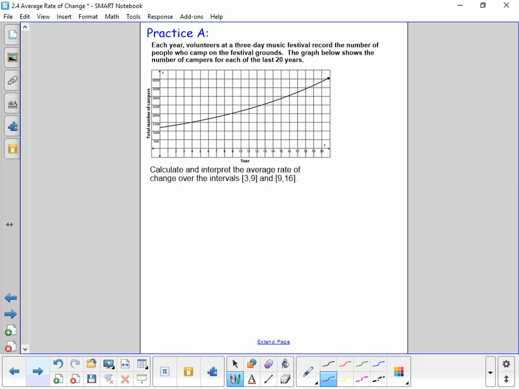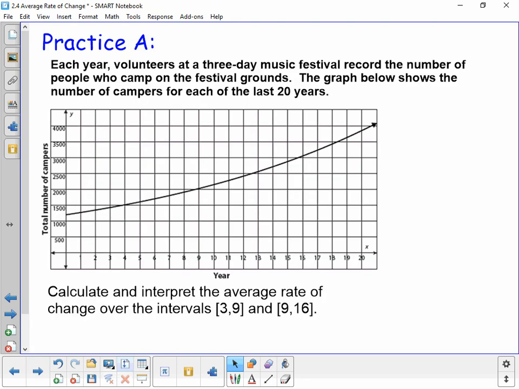Okay, here is one more practice with looking at average rate of change on a graph. So we have, let me make that bigger. We have a graph showing the number of campers that are camping at a 3-day music festival. And this graph happens to show 20 years worth of data. So right here is 1 in the x direction. That represents the first year. And it looks like they had maybe 1,200 or 1,300 campers.